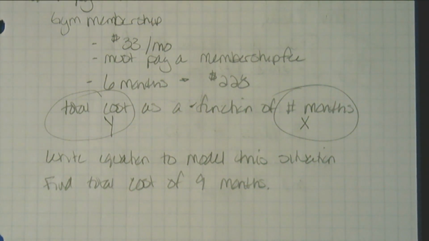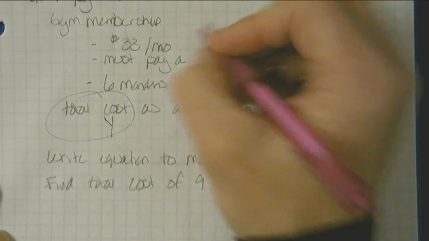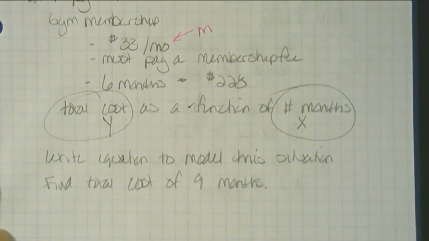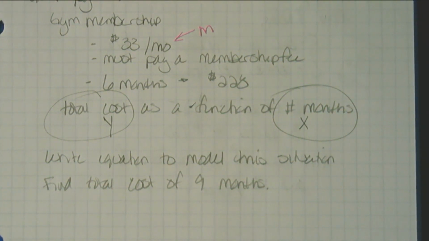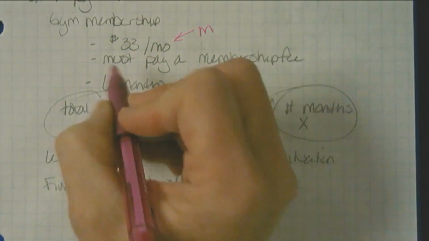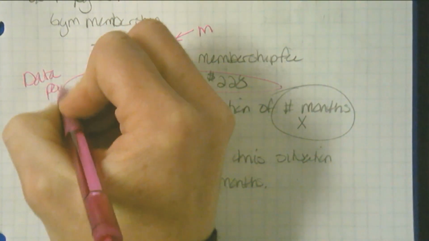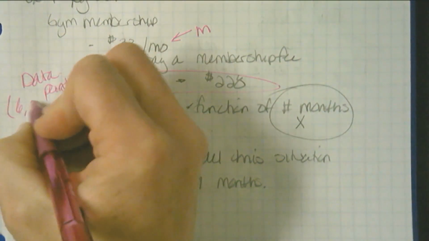All right, what information have they given us? Ashley? Yep, what is that? So that's our slope, right? Excellent. What else have they given us, Ashley? So that's a data point, right? Yeah, so here is a data point. If I was to write that, I would write that as 6, 228.